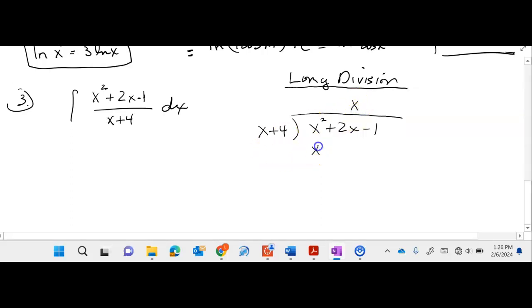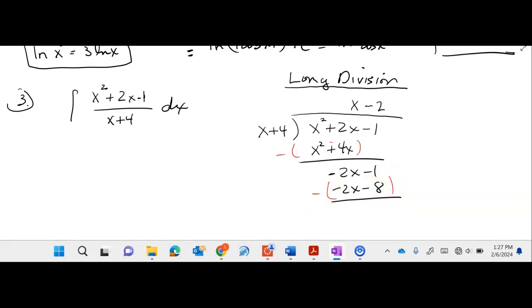All right, x times x is x squared. x times 4x is plus 4x. We're going to subtract. Oh, that's a minus. So what's that going to give us? It's going to give us negative 2x minus 1. So what do we need? We need a minus 2. Negative 2x minus 8. Again, you're really subtracting. So that's plus, so we end up with 7.